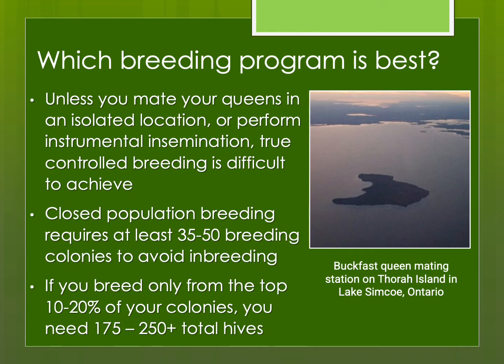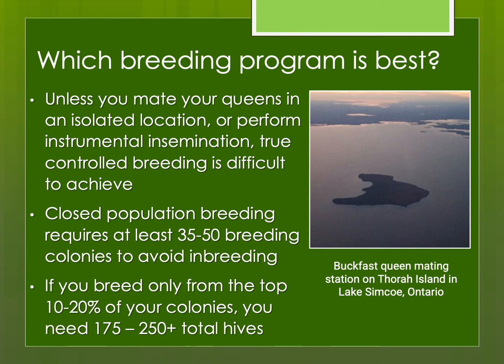Well, that brings us to which breeding program is best. It really depends, but unless you mate your queens in an isolated location or use instrumental insemination, true controlled breeding is difficult to achieve. But you can kind of stack the cards by having drone holding colonies surrounding your mating yard, as I mentioned in a previous presentation. If you are going to try closed population breeding, you need at least 35 to 50 breeding colonies to avoid inbreeding. And if you're only going to breed from the top 10 or 20% of your colonies instead of all of them, you probably need more like 170 to 250 colonies.